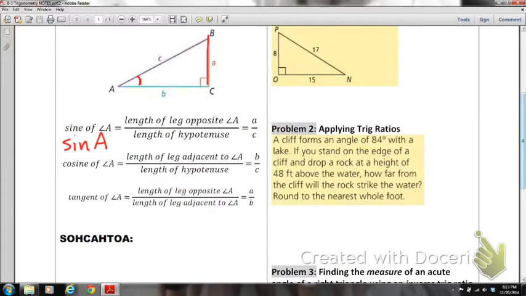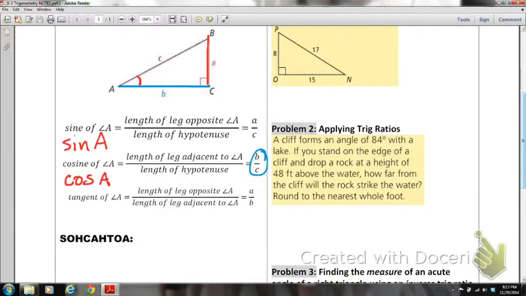The cosine of A, cosine is abbreviated COS, is just a ratio, a fraction of two sides of this triangle. It's going to be the side that is adjacent to angle A. The side that's adjacent to angle A is side b. It's the leg that's beside angle A that's not the hypotenuse. So the length of the leg adjacent to A is b, and the length of the hypotenuse is c. So your ratio for cosine of A is going to be b over c.